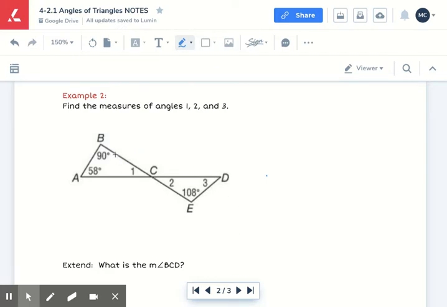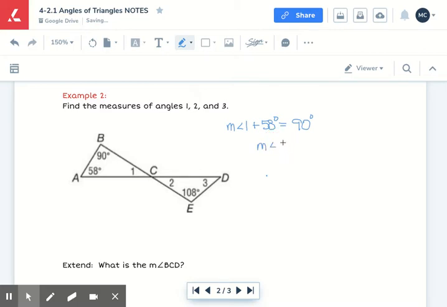So first thing I notice is in triangle ABC, I know 2 of the 3 angles, and I see that this one is 90 degrees, which means that this is a right triangle. So I can use that fact that we just discovered there. That means that these other 2 angles within this triangle have to be complementary. So I'm going to start off to the side there. Measure of angle 1 plus 58 degrees is equal to 90 degrees.